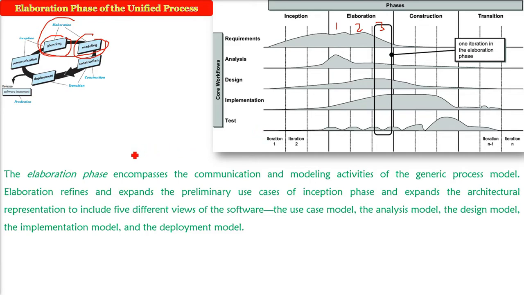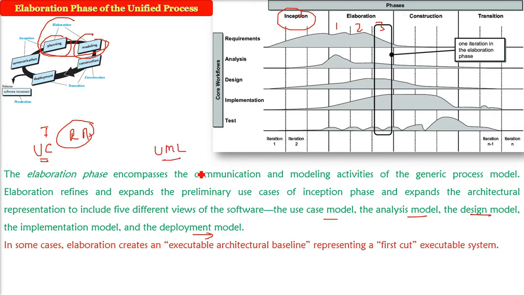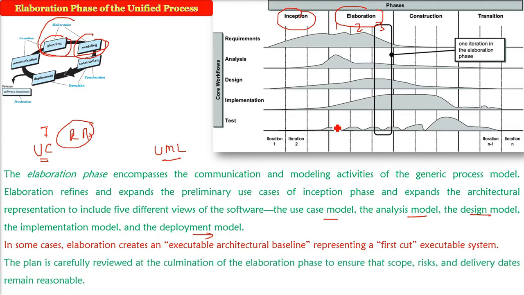Because we already made some use cases in the inception phase, now we have to refine and expand these use cases which are already done. And since the inception phase we have a rough idea of the architecture, and you have to increase it. Now you have to go to the model. You have to make a use case model in UML, the Unified Modeling Language. All this modeling, implementation, deployment model. Here, most of the time, we get the first cut executable system in the elaboration.